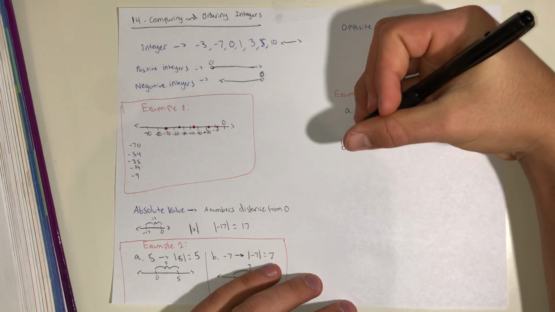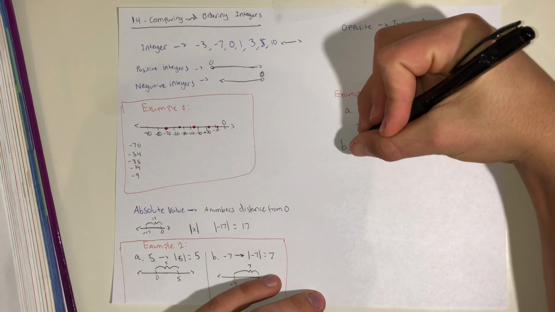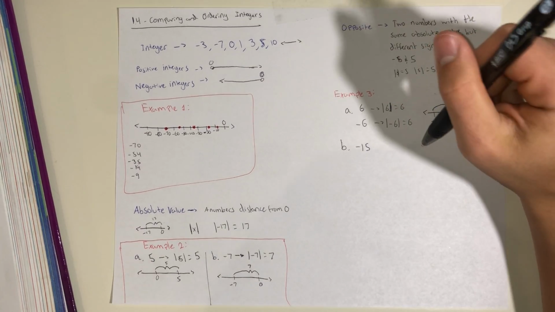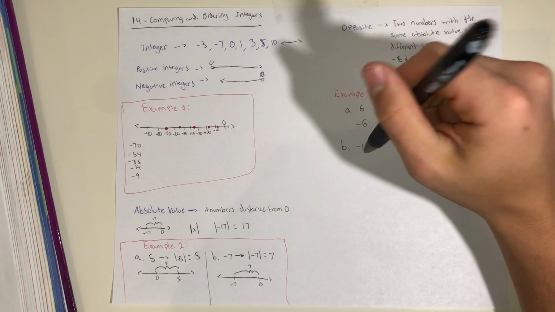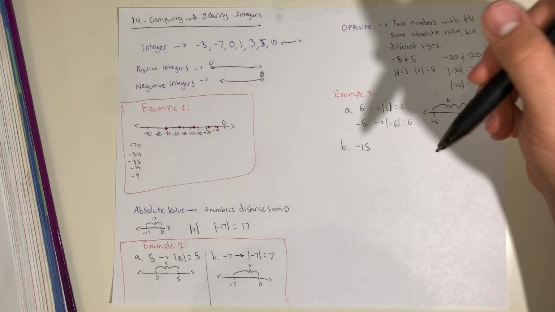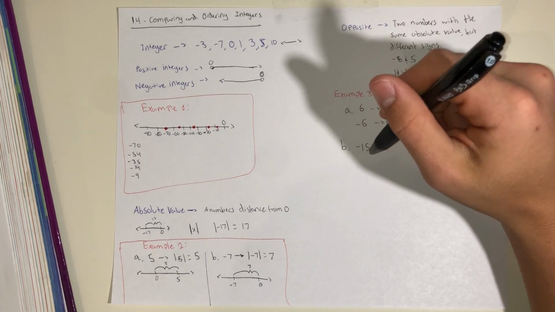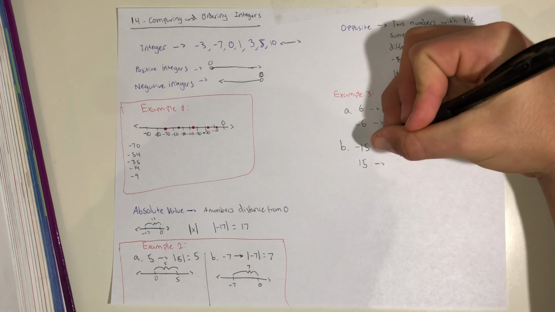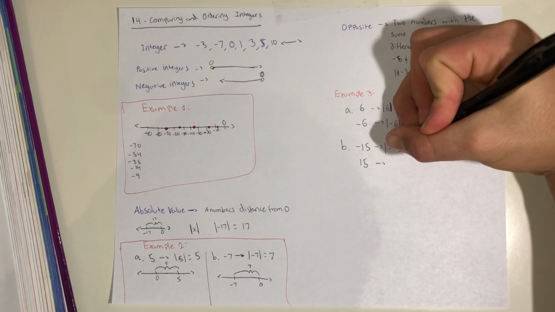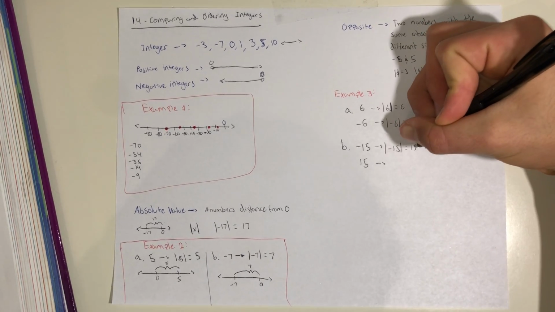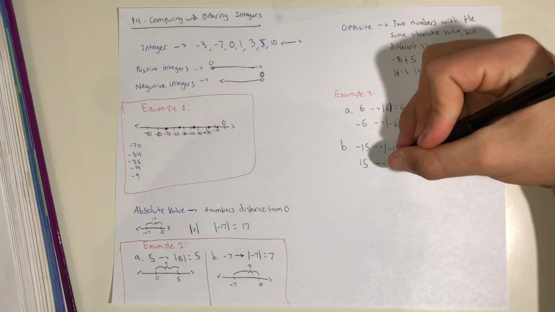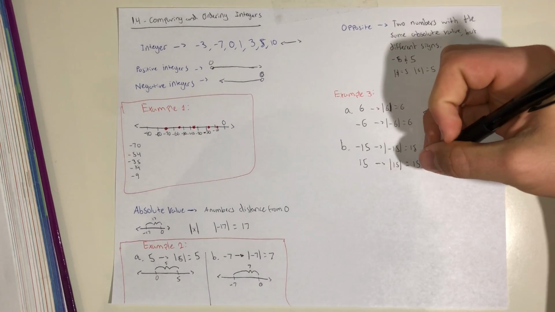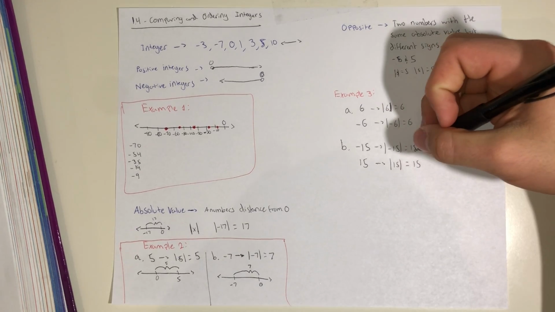This brings us to B. For B, we have -15. So what's the opposite of -15? What number that has a different sign than -15, so that has a positive sign, will have the same absolute value as -15? This is 15, because the absolute value of -15 equals 15. Its distance from 0 is 15. And the absolute value of 15 equals 15 as well. So this distance from 0 is 15, and this distance from 0 is 15.